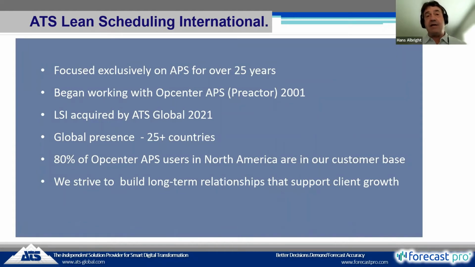As far as our company goes, though, we are now a part of ATS Global, which gives us a much larger presence in the marketplace. We're in over 25 countries at this point, and our focus has always been in North America, where the majority, as you can see from the slide, of our customers are, and the majority of customers who use Opcenter APS in North America are our customers. And we have a very, very strong focus on building long-term relationships and growing with our customers.